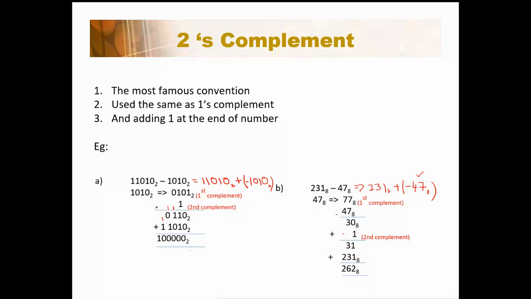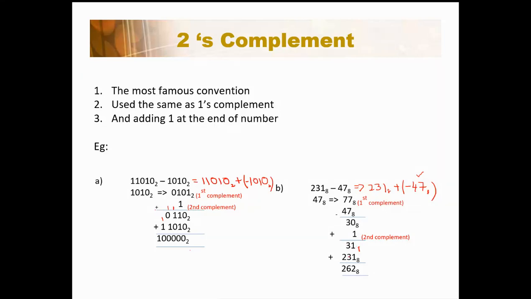How about the second complement? As usual, you have to add 1 at the end of the number. So you have 3, 1 base 8. Okay, this is base 8. The outcome from the second complement of 3, 1 base 8, you need to add again back with the 2, 3, 1 base 8.